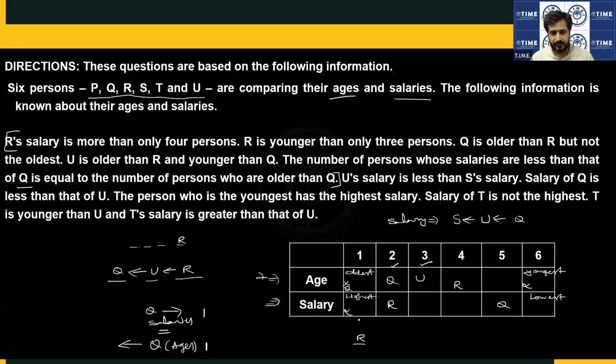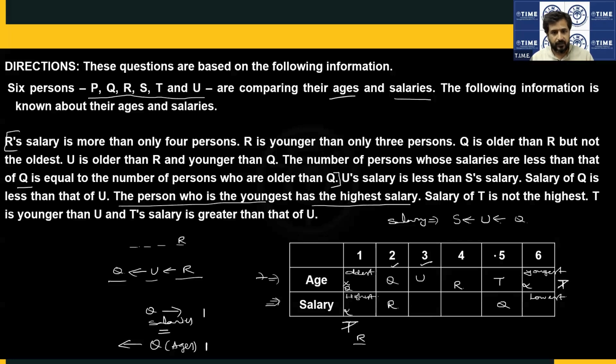The salary of T is not the highest. So T cannot be alpha. So here also the youngest cannot be T. T is younger than U. So T is younger than U means U should come in only fifth position, and T cannot be the youngest. It is given earlier that the person who is the youngest has the highest salary, and the salary of T is not the highest. It means T cannot be the youngest also. And it is given T is younger than U. So in terms of ages, the only possible place is T will be here.